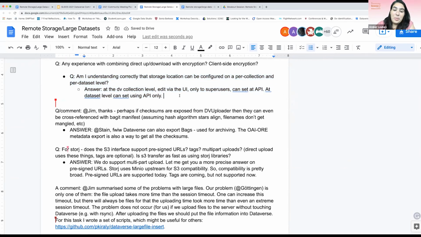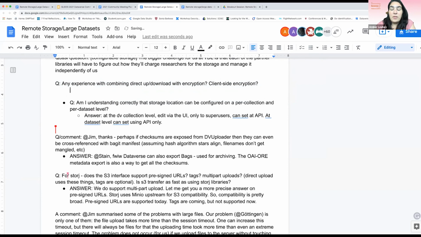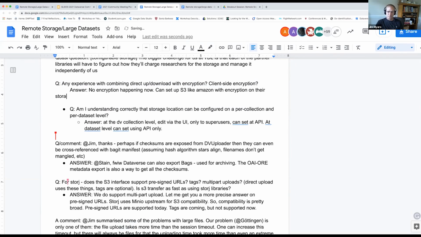With regards to direct upload and download, has anyone looked into how to couple that with encryption? There was a question about whether there is any experience combining this with encryption on the client side, for example. Yeah, I'm not aware of any encryption going on in that. I know you can set up your S3 at Amazon or whatever with encryption on their store, but other than the transfer itself being encrypted with HTTPS, the file itself is not getting encrypted before it goes up.